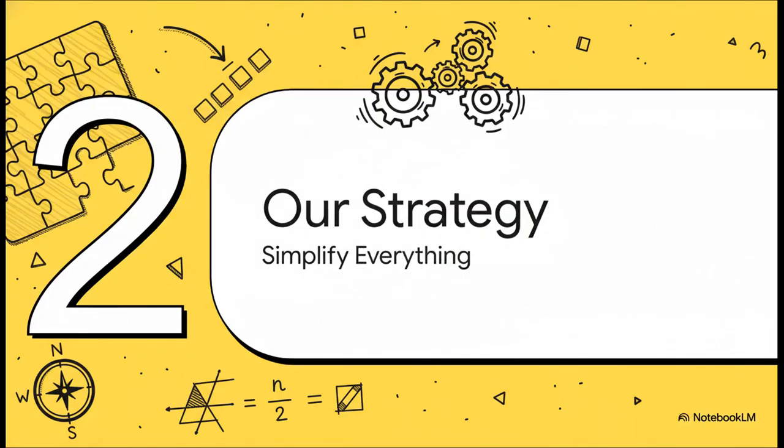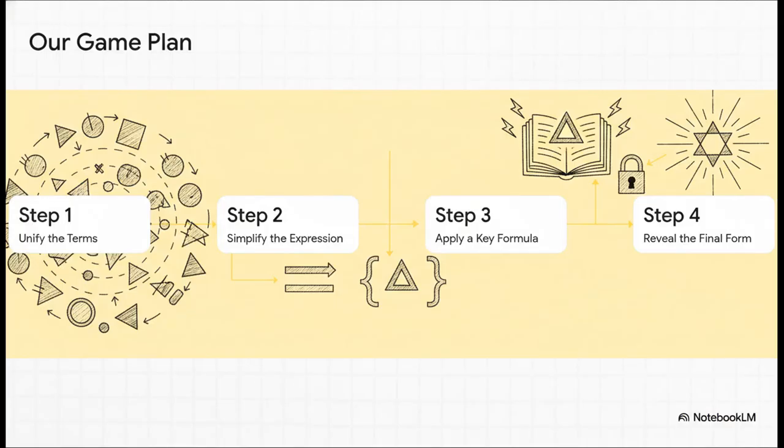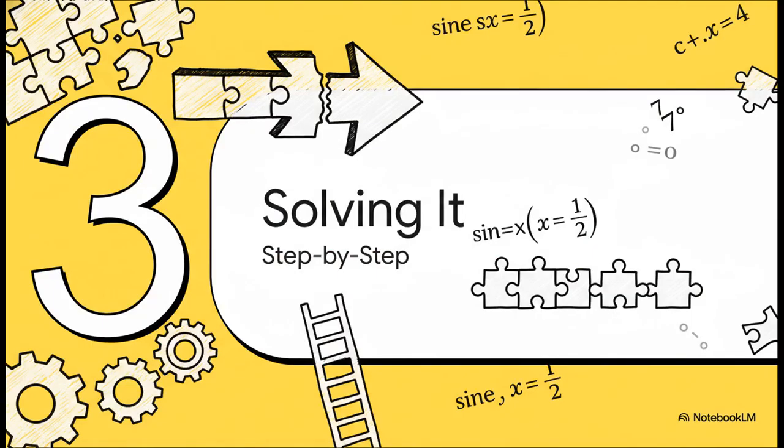Okay, so you can't solve a puzzle without a strategy, right? Instead of just jumping in and trying random things, we're going to be methodical. Let me lay out the exact game plan we're going to use to make this totally manageable. So here it is, our four-step plan. First, we're going to get all the terms speaking the same language. We'll unify them. Second, we'll simplify what we get. Third, and this is the fun part, we're going to use a really powerful algebraic formula to basically unlock the whole thing. And finally, we'll reveal its simple final form. Sound good? Let's do it. All right, time to put that plan into action. Let's start breaking this puzzle down one piece at a time.